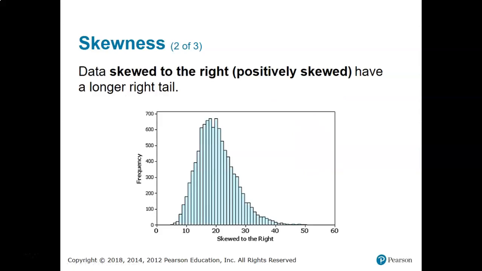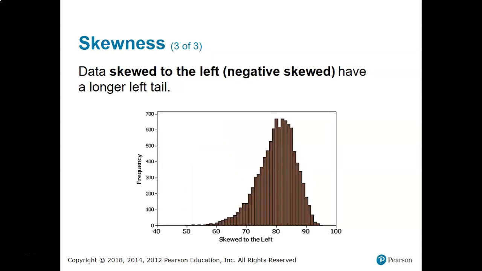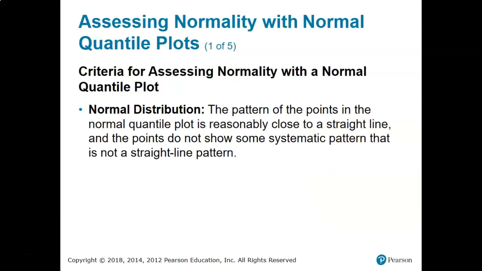And so this, like we said, is an example of being positively skewed or right skewed. Those are terms that are used interchangeably. And you have a longer right tail. And skewed to the left, which is also called a negative skew, you're going to have a longer left tail.